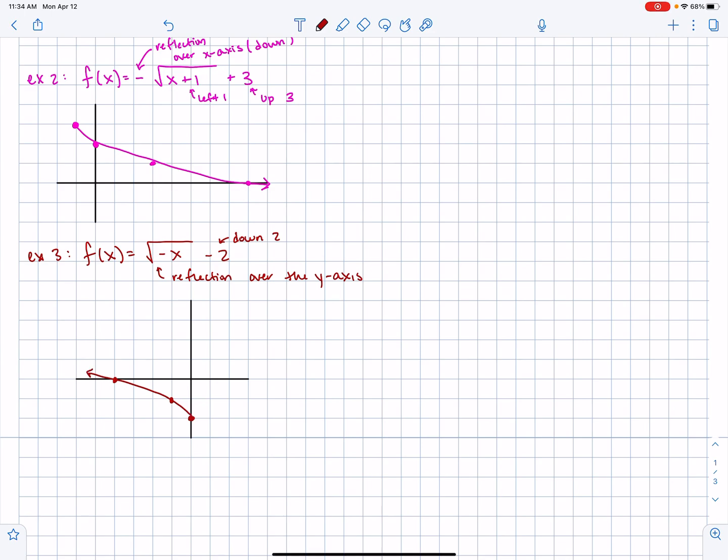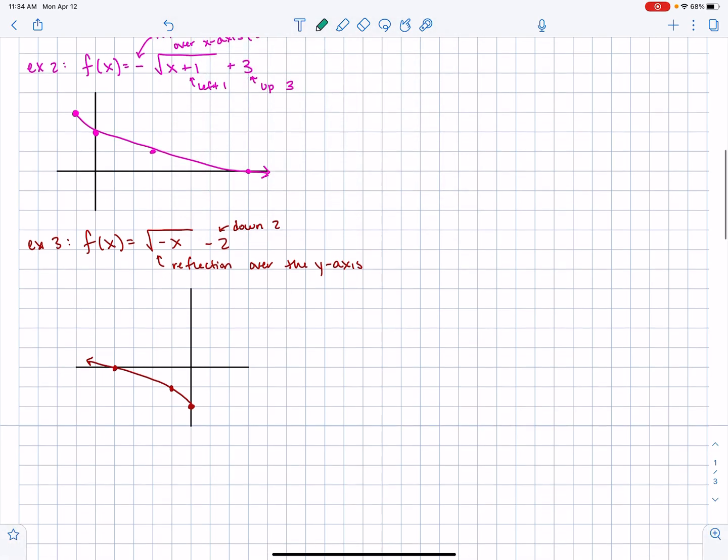And as always, a really good idea to check some points here. So I'm going to check an input of 4, or sorry, negative 4. Negative 4 is a positive 4. Square root of positive 4 is 2. 2 minus 2 is 0. That gets me an output of 0. I'm on the right track.